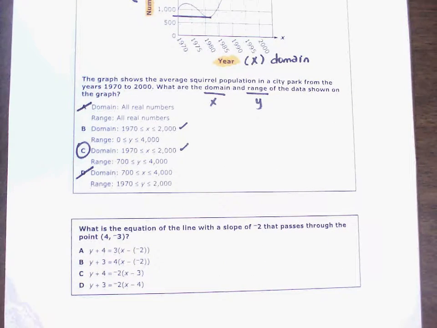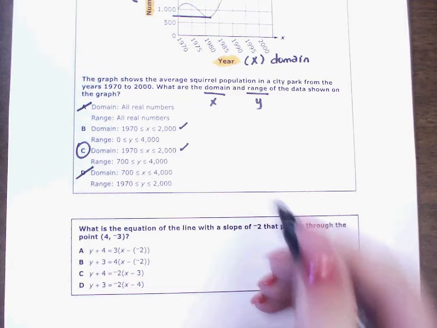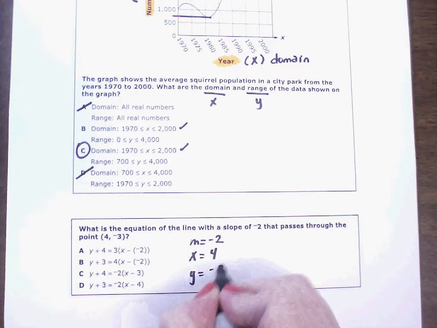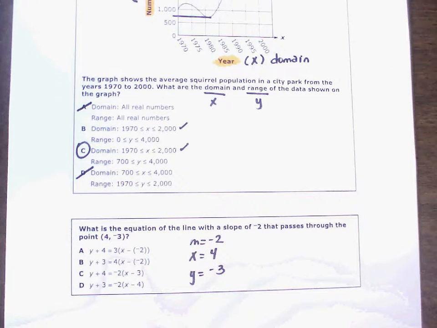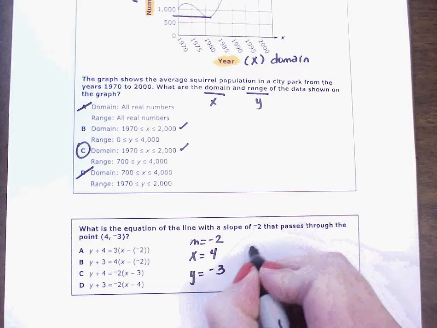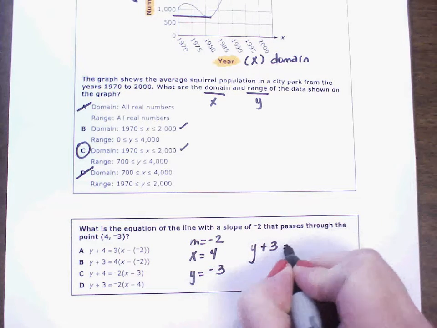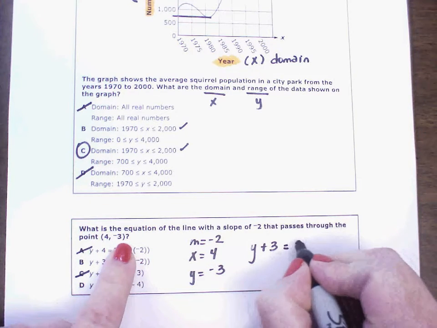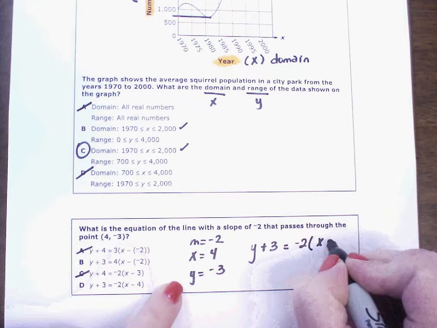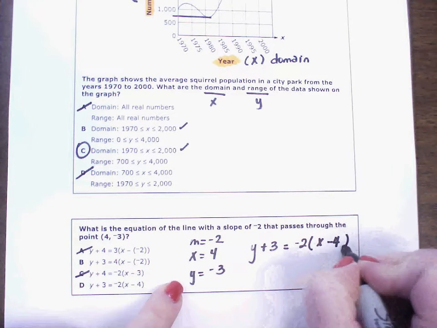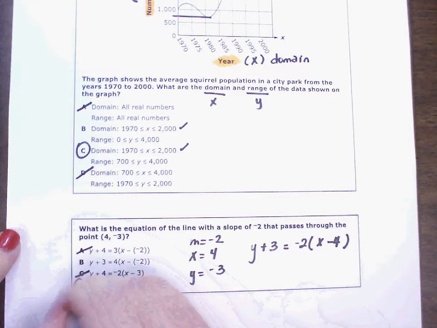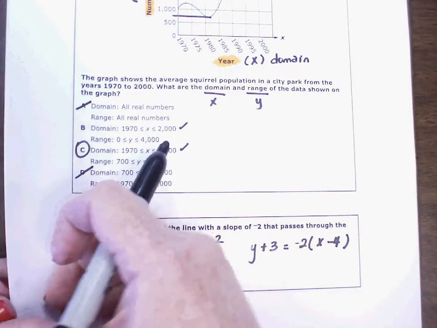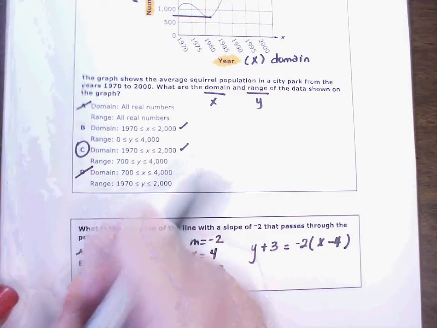All right. What is the equation of the line with a slope of -2 that passes through the point (4, -3)? So your m equals -2, your x equals 4, your y equals -3. You obviously have it in point slope form, so it would be y plus 3 equals, so we can eliminate A and C, and then -2(x minus 4). So the correct answer was D. All right, the next one.